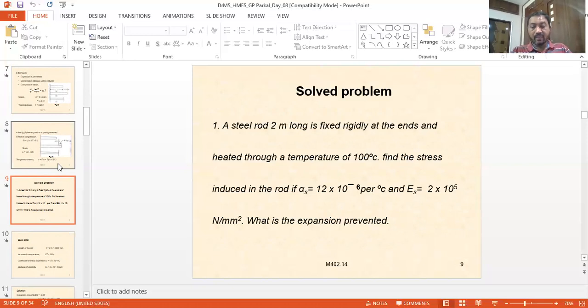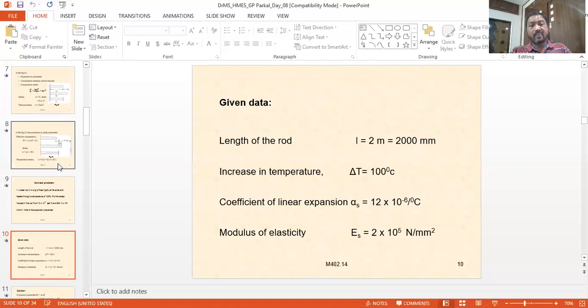So this is the problem given. So now we can go for the solution. First of all, we should write down the given data from the problem. The first one is the length of the rod. L is equal to 2 meters. So that is equal to 2000 millimeters, because we have to convert all the things into millimeters and square mm wherever it is required.